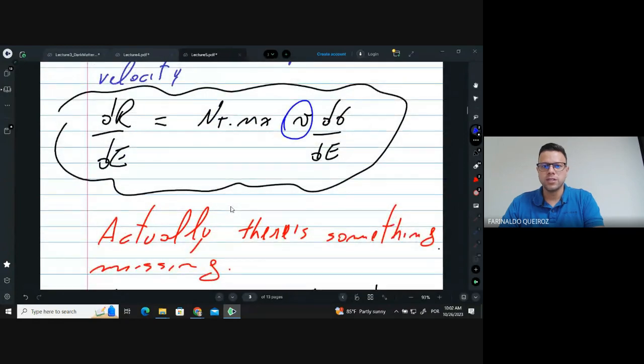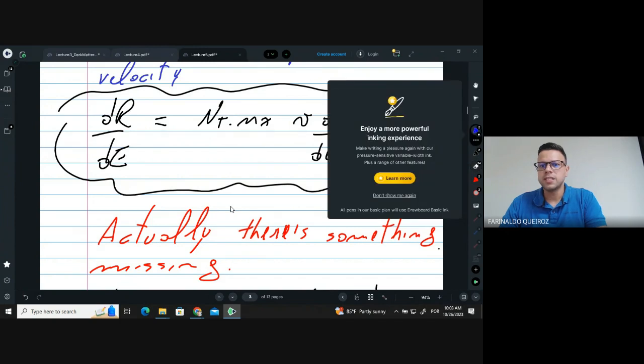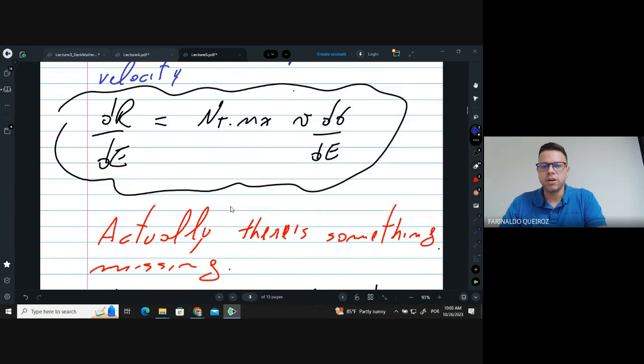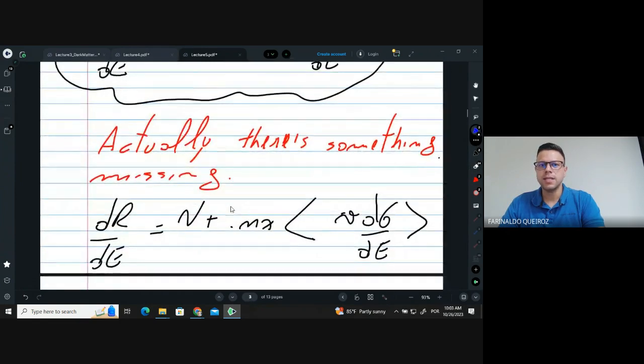So we include the velocity. The scattering rate is the number of targets per kilogram per second I have. In this case, v is the relative velocity between the target and the dark matter particle. And sigma d is the scattering cross section. But there is something missing.